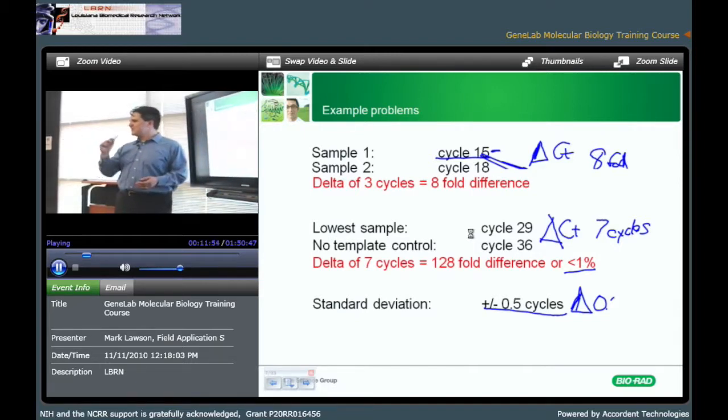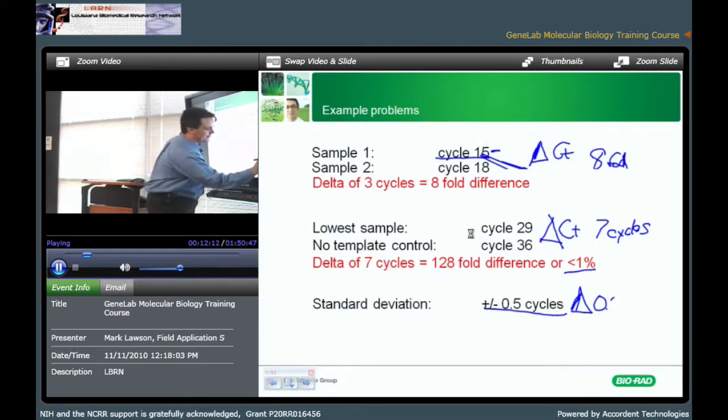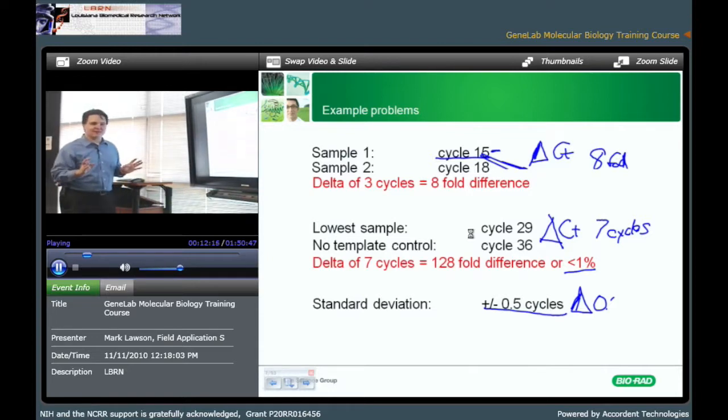And who knows what 2 raised to the 0.5 is? Anybody? 1. Up a little more. That's the square root of 2. For those of you that weren't educated in the Texas public school system, you might know that number. 1.4. 1.4, and that's good enough for a biologist. I don't want too much math.